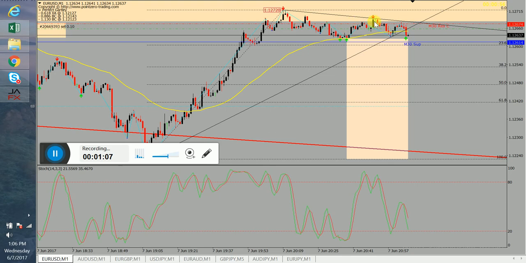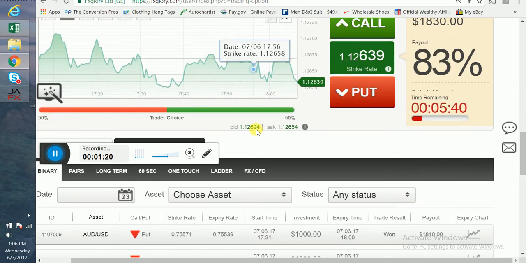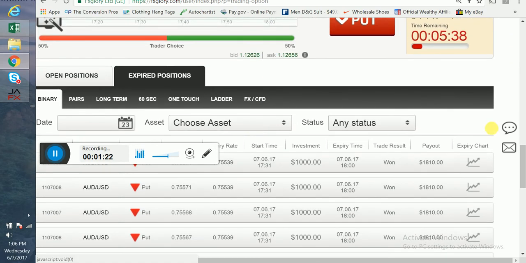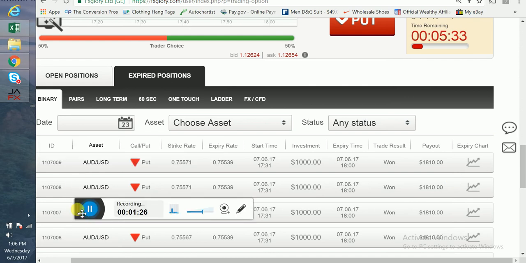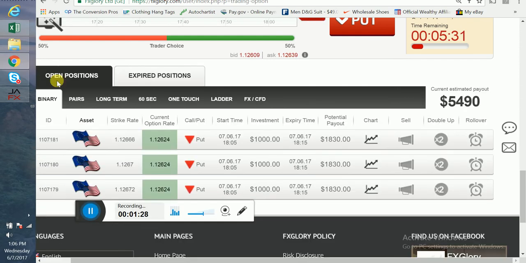So with that being said, we took a sell position for 15 minutes on the Euro USD. Here's our position. We just won a few trades. If you see here, I've been striking pretty well today. Let's go here to see our open trades, and that's what we have right now open. $5,000 in 15 minutes. I'll let this go ahead and run.